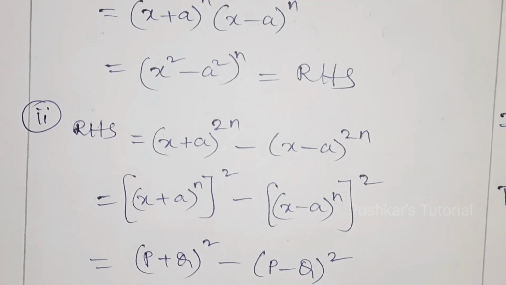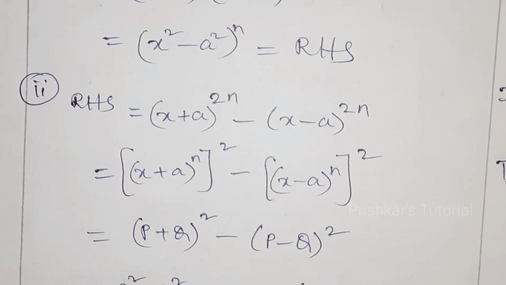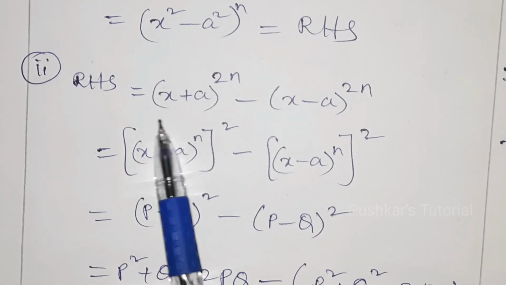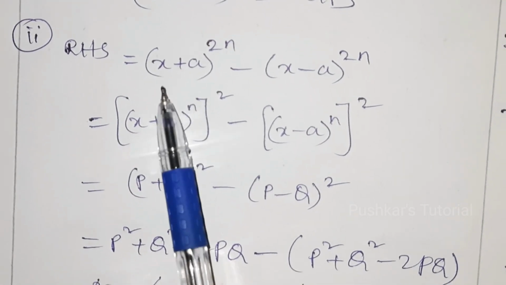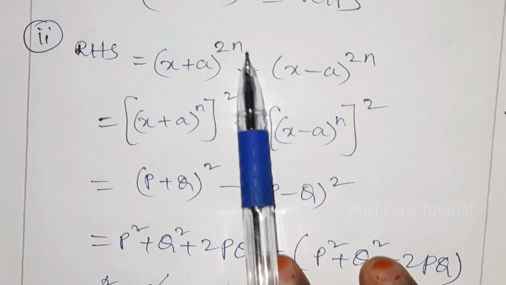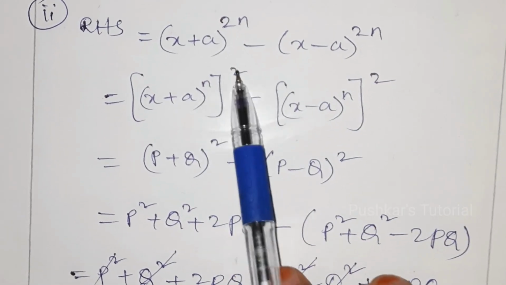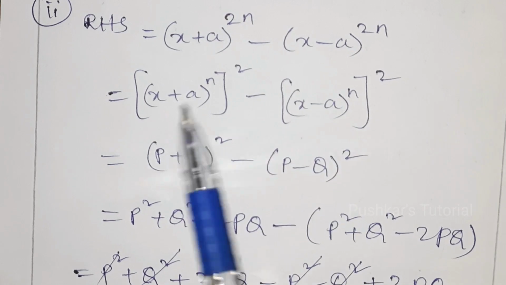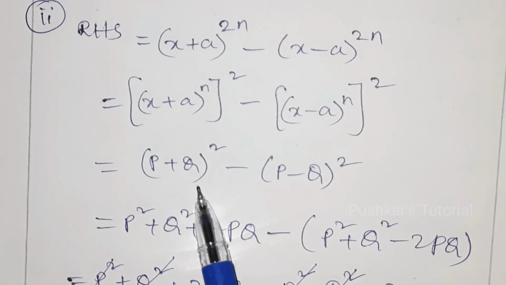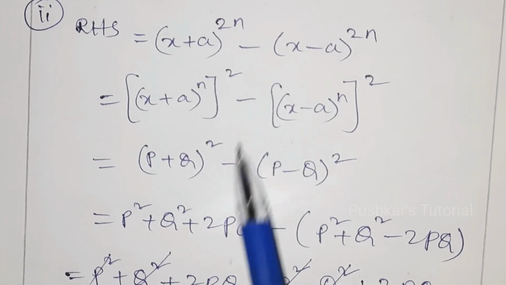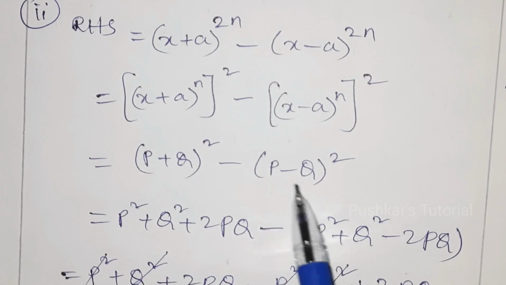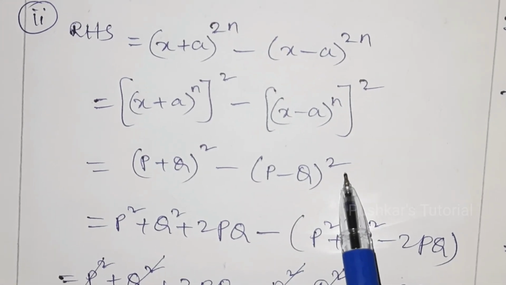Next, coming to the second bit. In the second bit I am taking the RHS. Why? Because the critical thing is the RHS. So (x plus a) whole to power of 2n minus (x minus a) whole to power of 2n. So power n whole square, it is also power n whole square. So it is looking like (p plus q) whole square as it is, and minus, it is looking like (p minus q) whole to power of 2 as it is.